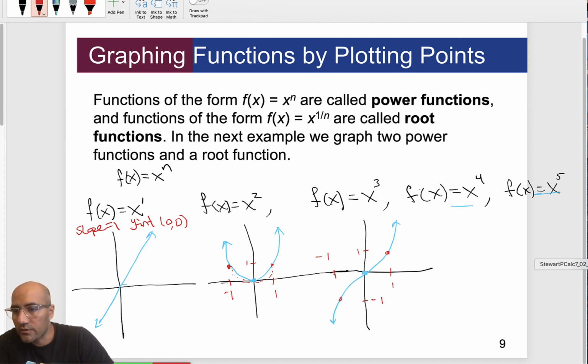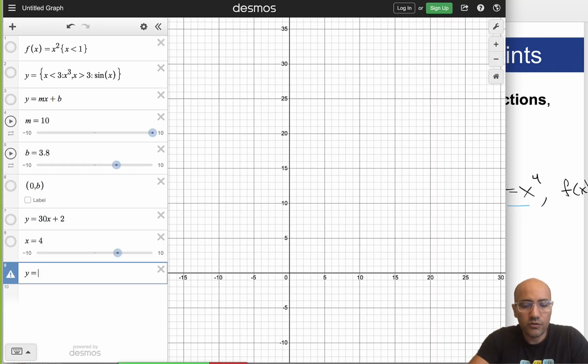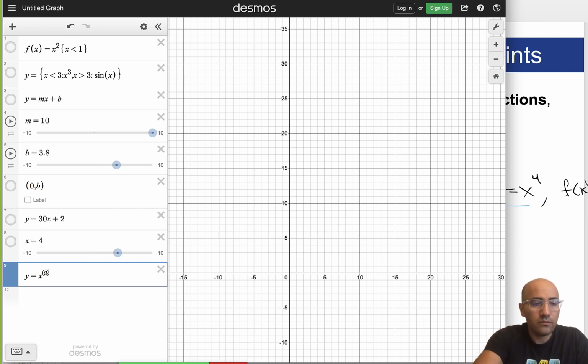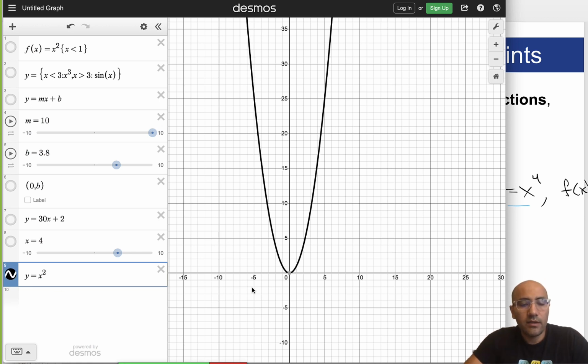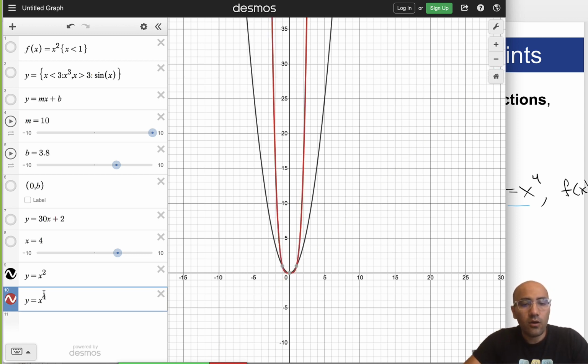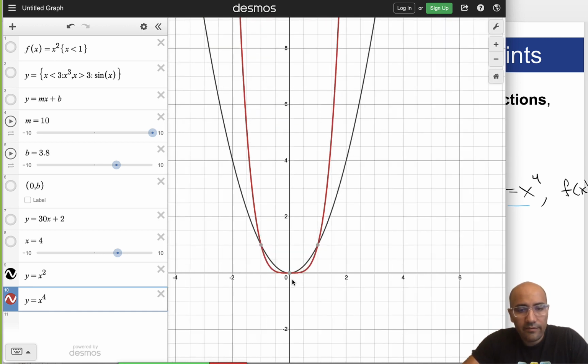You can use technology to do a better job of graphing those as well. So y equals x is just a straight line. y equals x to the power of 2 is a parabola like this. And then as we do different powers, y equals x to the power of 4, that are all even, from this point and this point, from negative 1 to positive 1 along its domain, you see that the graph gets more squared off. It goes down toward the x-axis faster. And then from that point forward, it goes toward infinity faster.